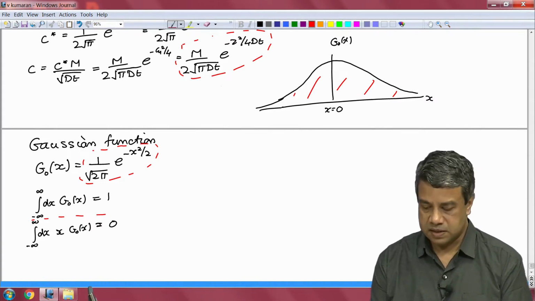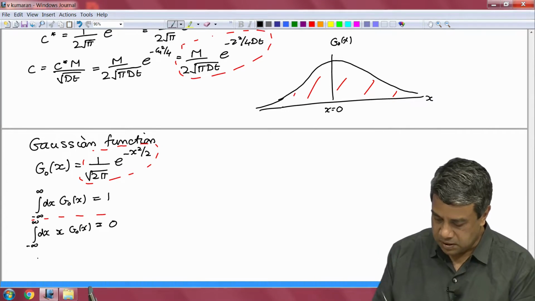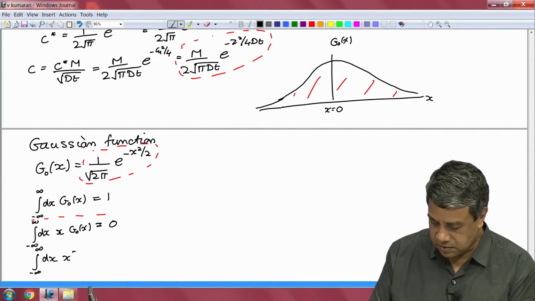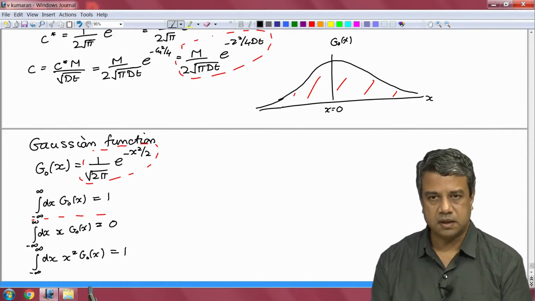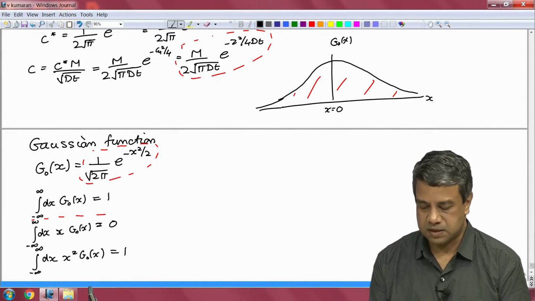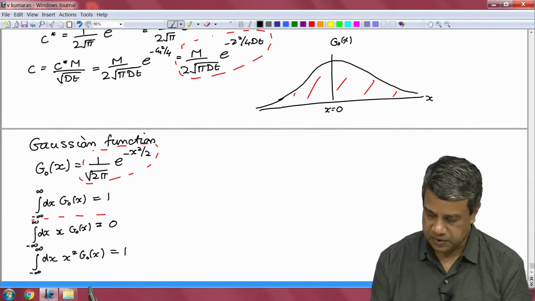And this normalized Gaussian distribution also has unit variance, that is, the integral from minus infinity to infinity of dx x square times g naught of x is also equal to 1. So, the Gaussian distribution has unit variance as well. X square times g naught of x has to integrate to 1 for the Gaussian distribution.